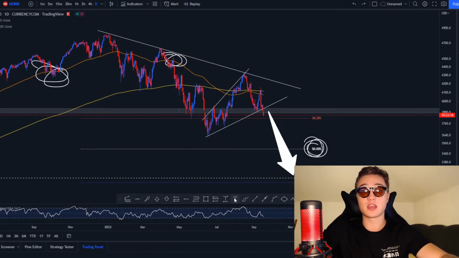Lastly, we have the RSI indicator, which I did talk about a few minutes back. So that's pretty much it for today's video.